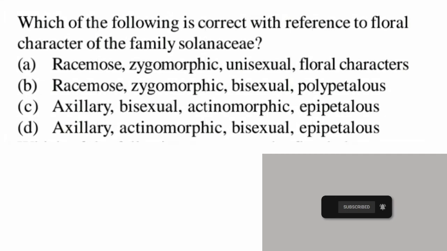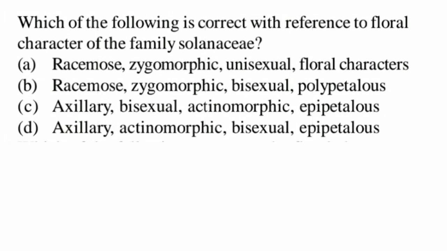Next question, which of the following is correct with reference to floral character of the family Solanaceae, that is potato family? Racemose, zygomorphic, unisexual floral characters. No, that is wrong for it. Racemose, zygomorphic, bisexual, polypetalous, that is also wrong. Axillary, bisexual, actinomorphic and epipetalous. Yes, this is correct for the family Solanaceae floral character. So we have to go with the option C. So that is the correct answer for this question.